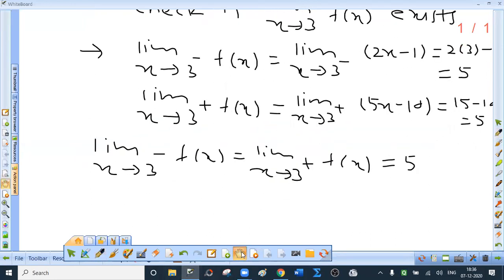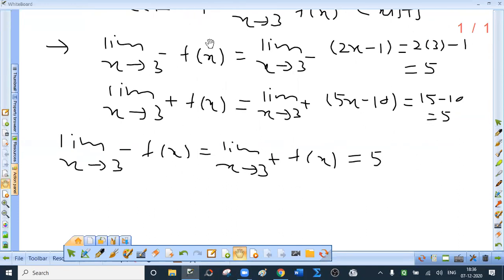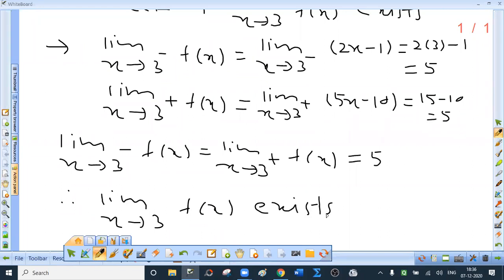Suppose the left hand limit is 5 and the right hand limit is other than 5, whatever it may be, or in some cases that limit may not exist. In that case we have to say that as the left hand limit is not the same as the right hand limit, the limit does not exist. But here they are equal. I will say limit x tends to 3 f(x) exists and its value is nothing but 5.